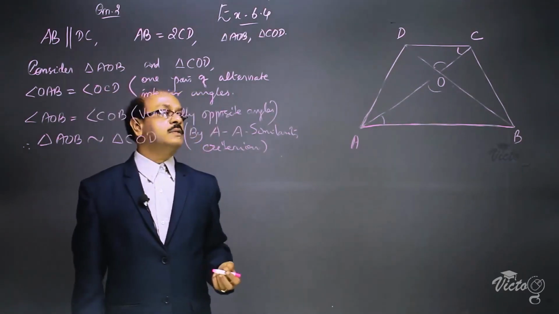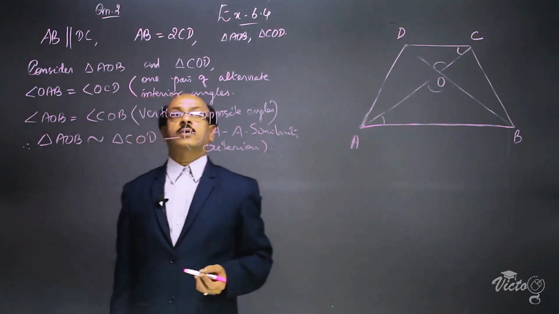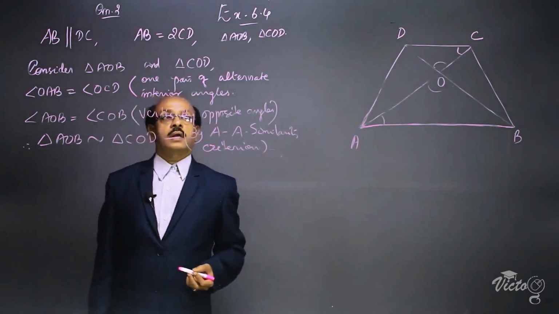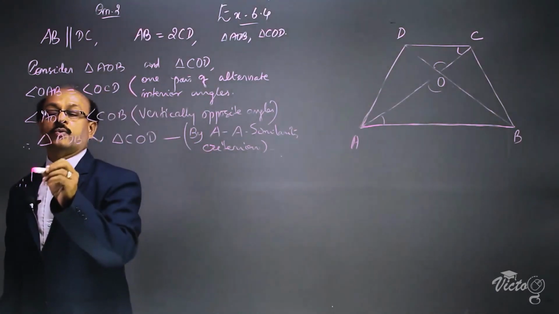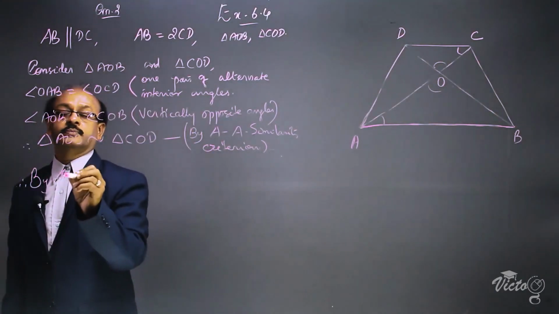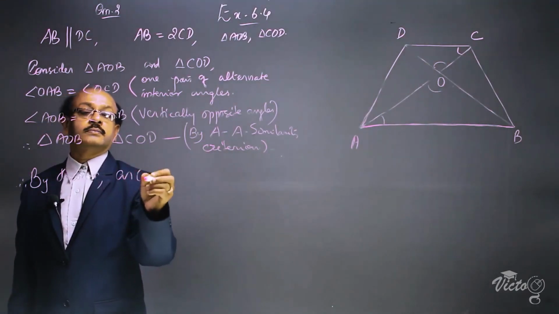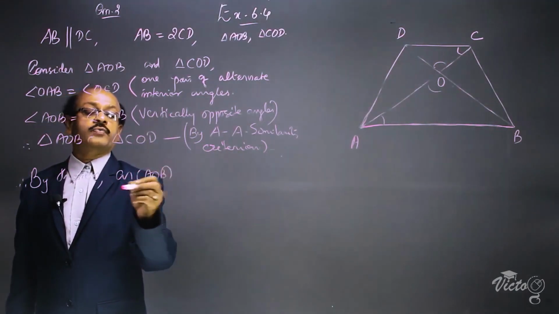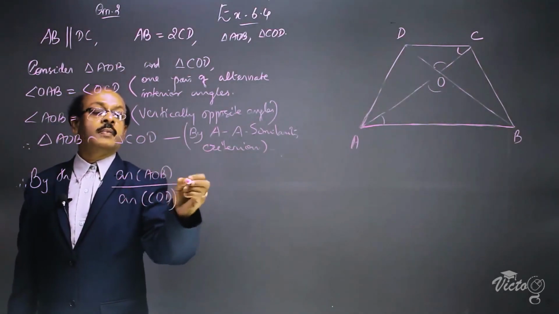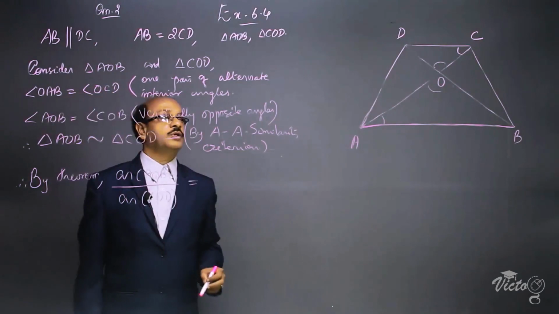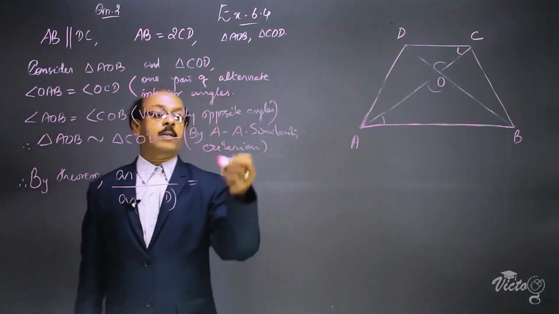Since the two triangles are similar, the ratio of their areas will be equal to the square of the ratio of their corresponding sides. Therefore, by theorem, area of triangle AOB divided by area of triangle COD will be equal to AB divided by CD, the whole square.